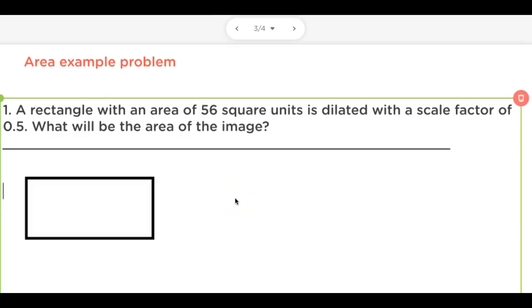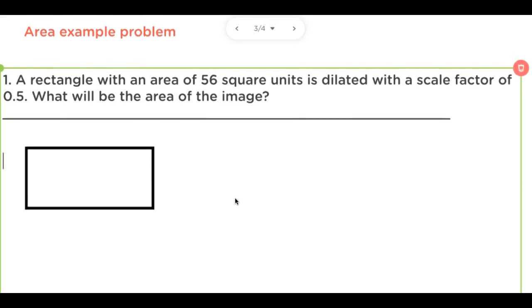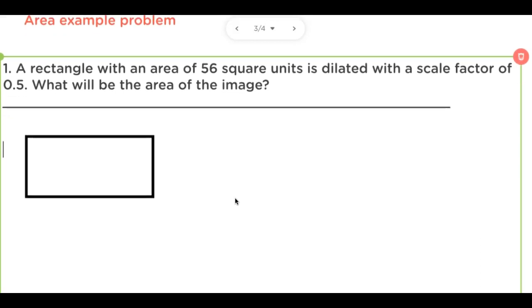Guys, welcome back. We're now on the second part of this lesson, and this is the area examples. We're now going to examine the effect that scale factor has on the area of a rectangle. This problem says a rectangle with the area of 56 is dilated with a scale factor of 0.5. That lets me know that it's going to be a reduction because the scale factor is less than 1. What will be the area of the image?